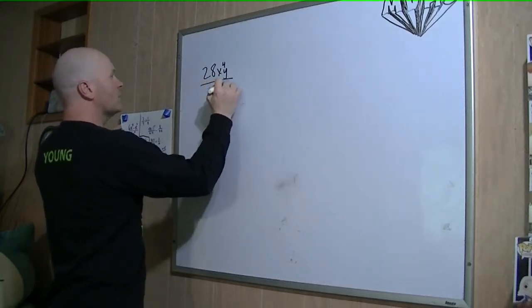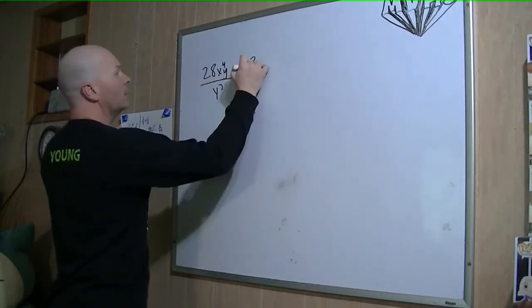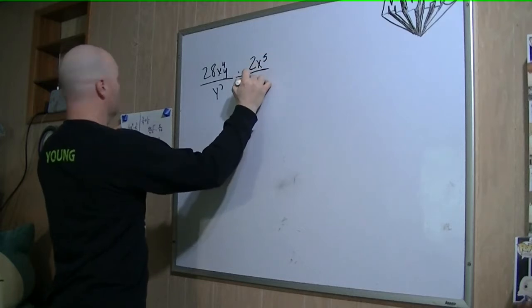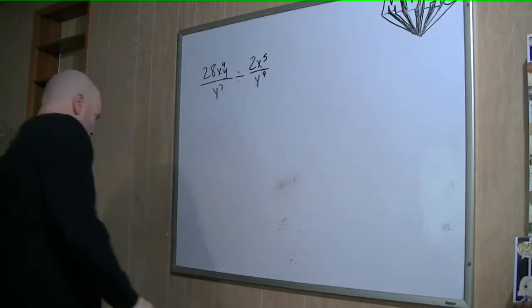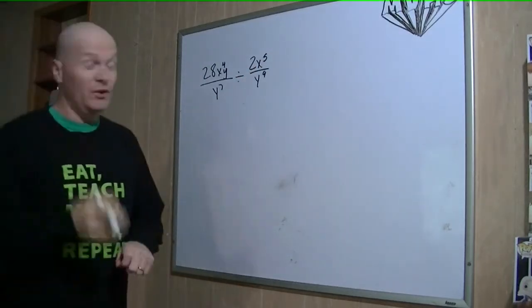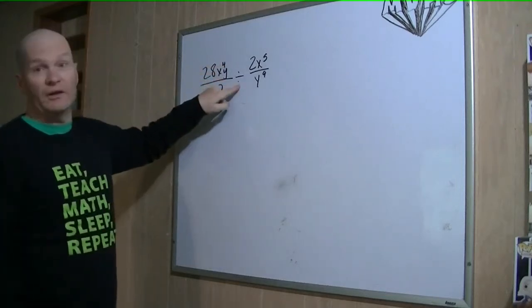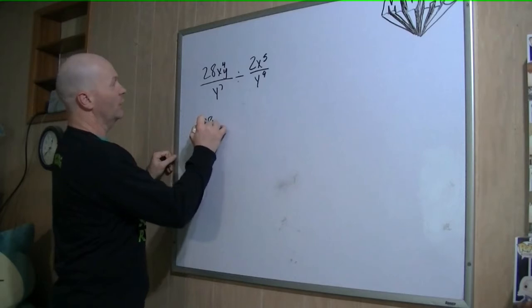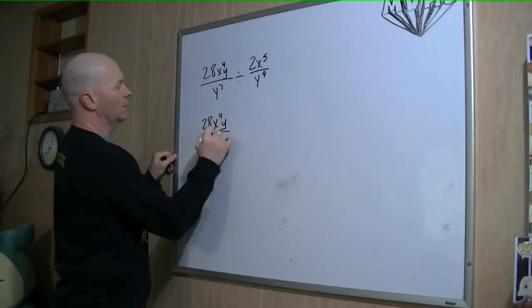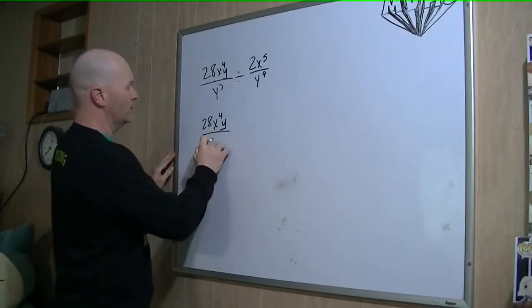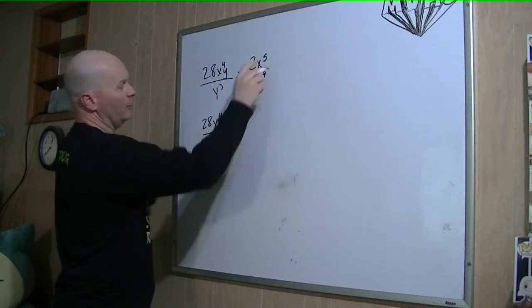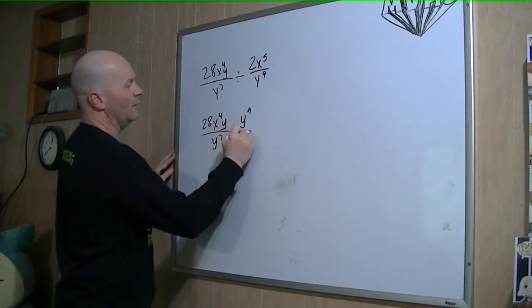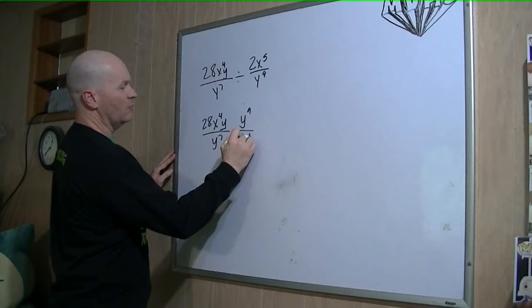Over y to the 7th divided by 2x to the 5th over y to the 9th. So remember with division, the only thing you have to do different is you're going to turn it into a multiplication and flip over the second one. So first thing I'm going to do is rewrite this. Times, and then I'm going to flip this one over. So y to the 9th over 2x to the 5th.